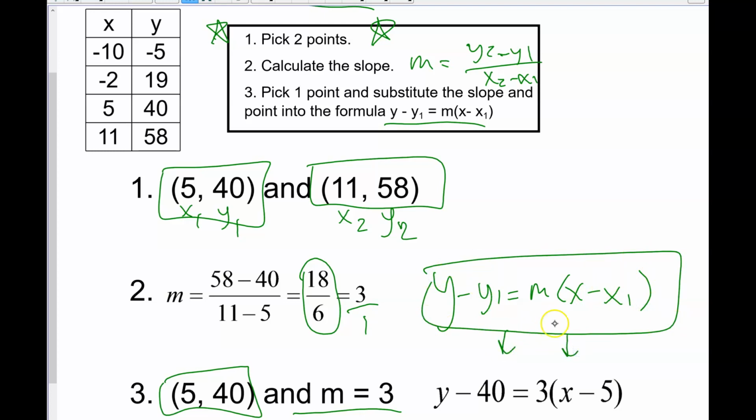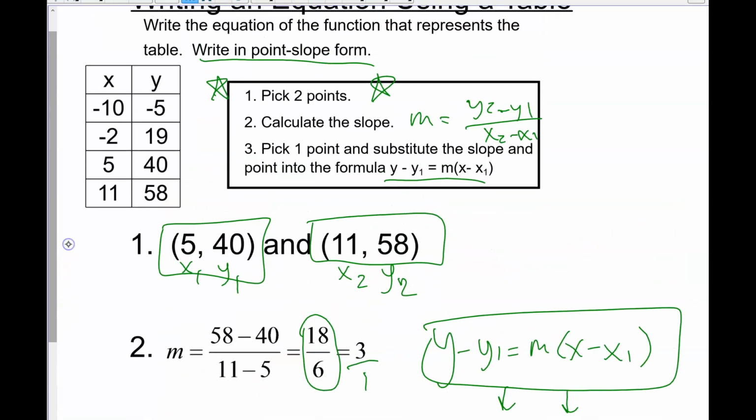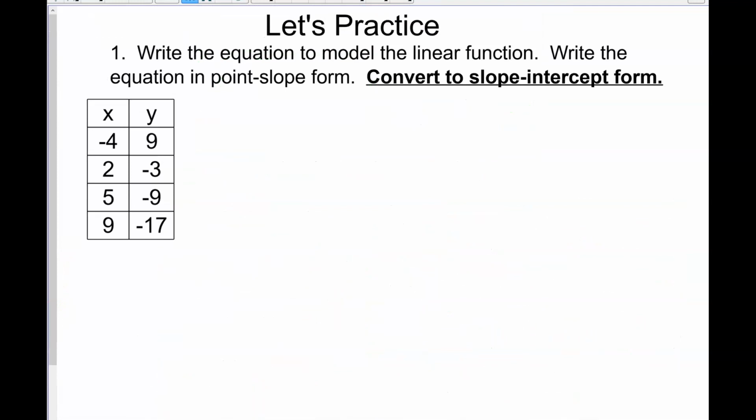When you look at this, they take y minus 40, because that's your y value. It's equal to 3 times x minus 5, because that is your answer there. All right, so you can find that. You can substitute those values and then rewrite it, in this case, in point slope form. So on the next 2, we're going to do this really quick here.